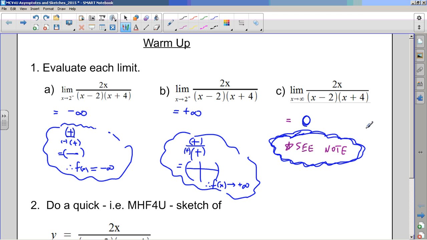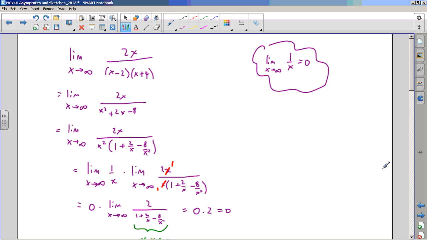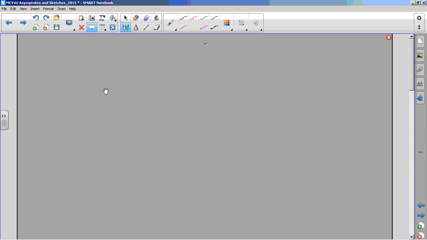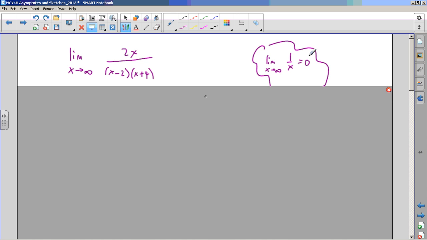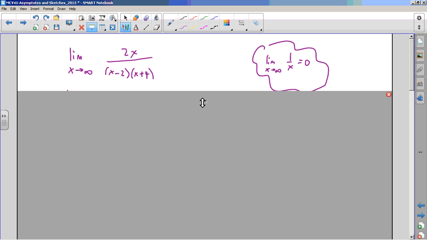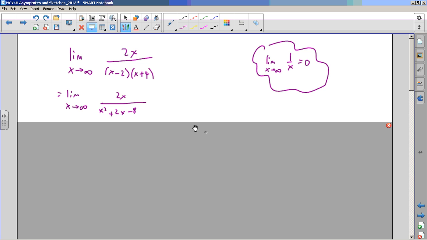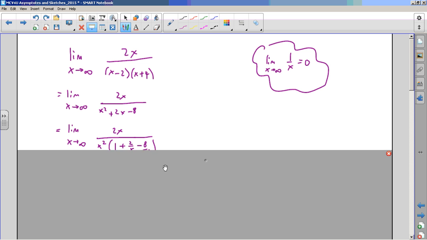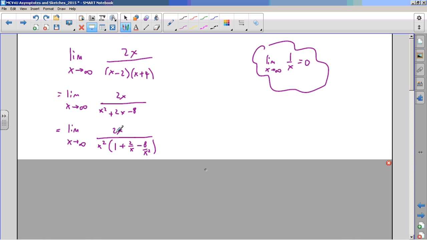I'm going to go very quickly through this, so if you need to or want to write stuff down, you can. You don't have to. So this is what we talked about, and this is kind of like the fact we were after using. So this is what we wanted to evaluate. And if we wanted to know why this is 0, this is why. I expanded the bottom, and then I factored out x squared so that the bottom here, notice that these are all versions of this. This is going to be 0 when x is really big. This is going to be 0 when x is really big.